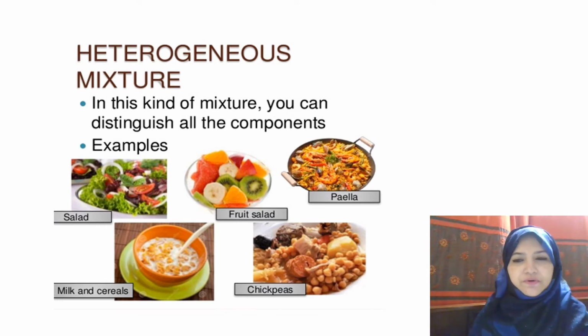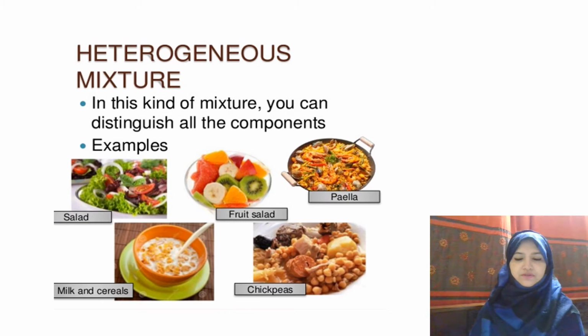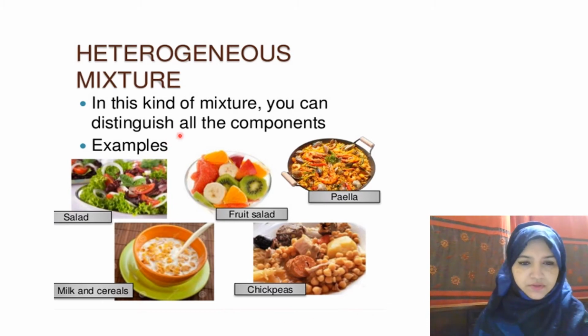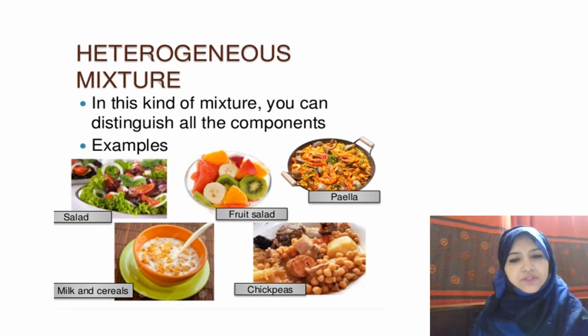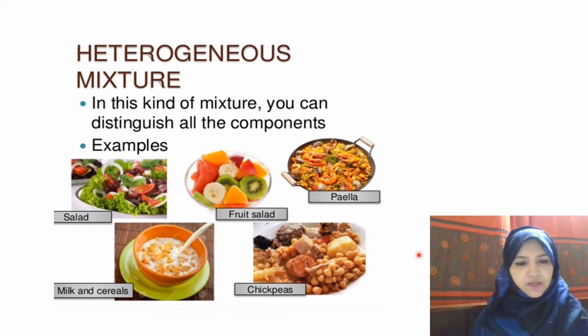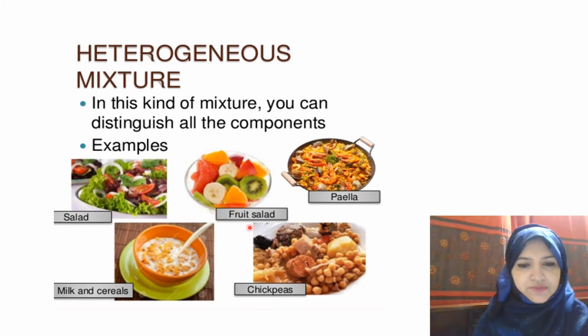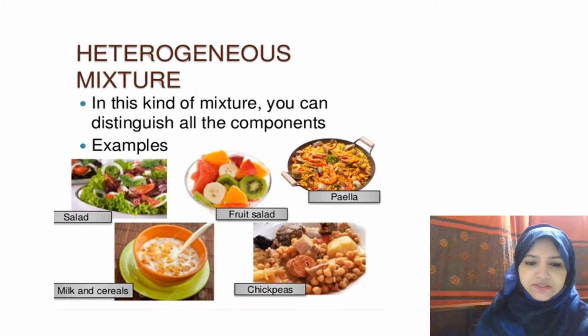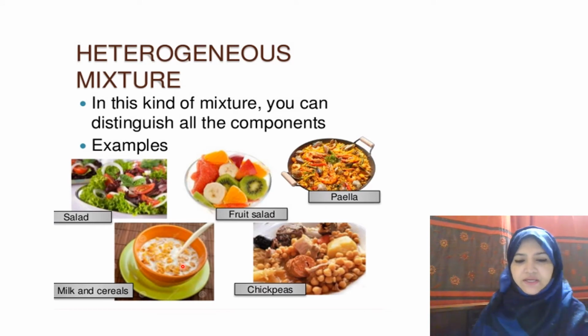And now the heterogeneous mixture. Heterogeneous mixtures are those whose components are not distributed uniformly in the mixture, and the components can be easily separated from one another. You can easily distinguish all the components visually. Look at this, this is a fruit salad. We can easily separate every component from this mixture. Every fruit piece can be picked from the mixture. And this is a salad, this is milk and cereal, which can also be easily separated.